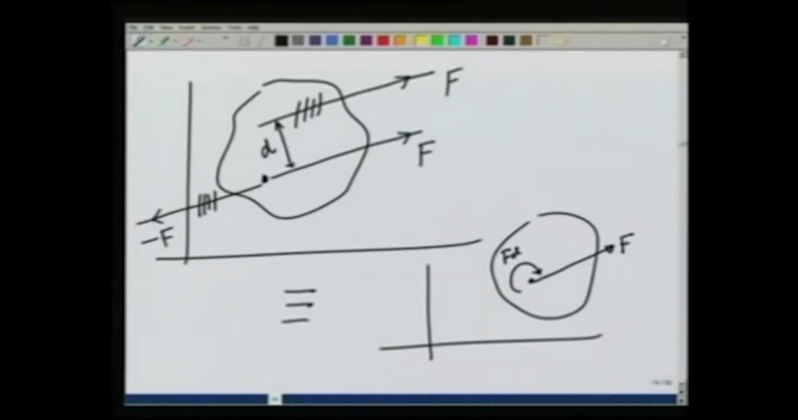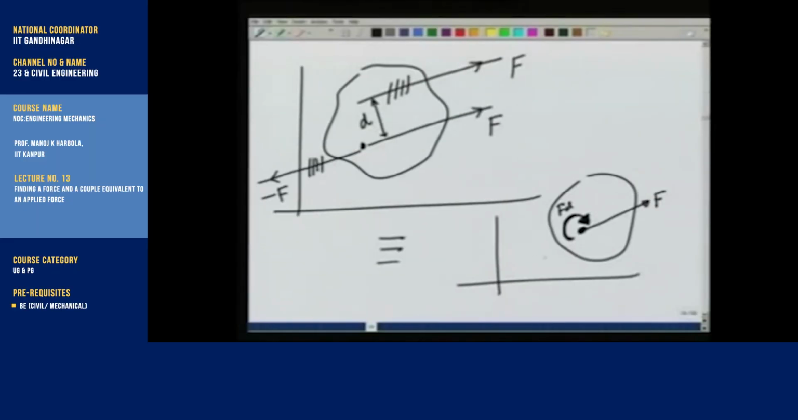What I have done is transferred the force parallel to itself to this point and consequently have generated, to keep the entire dynamics or statics the same, I had to apply an additional torque here. The effect of this torque and this force, these two elements, is exactly the same as the effect of that single force, original force applied here without these on the body.